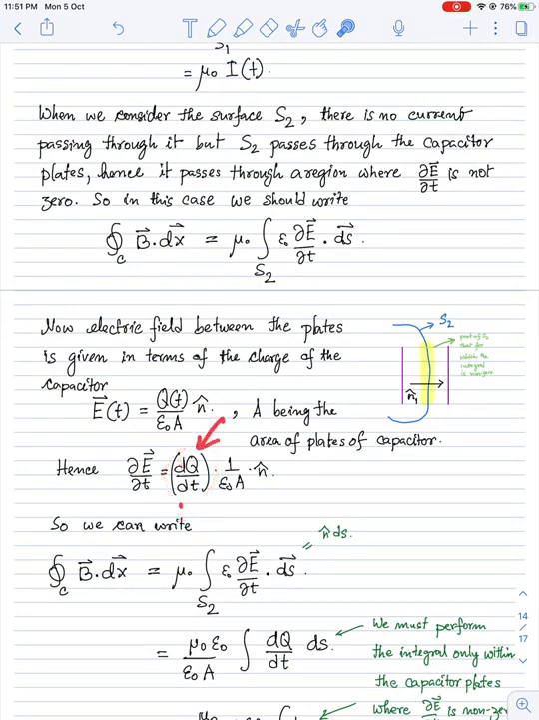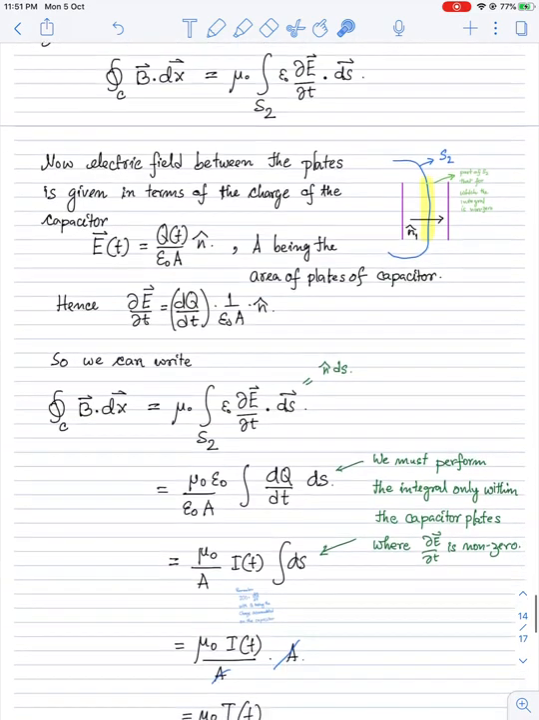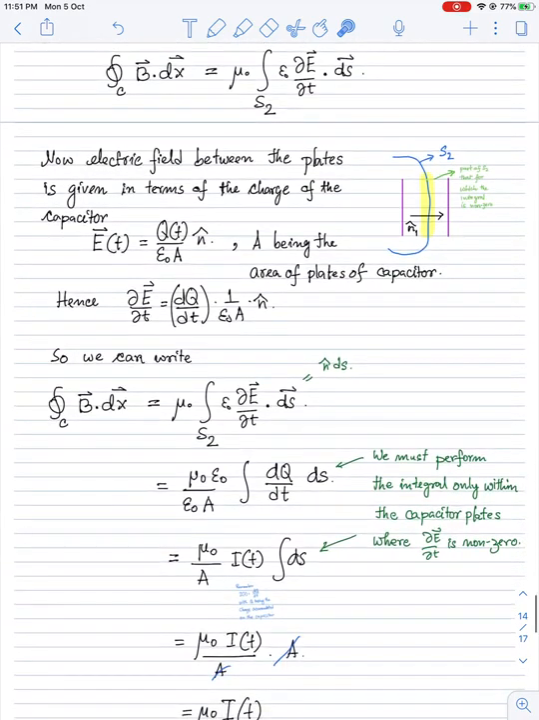Now the time derivative of the electric field is caused by the fluctuation of the charge. The time derivative hits the charge accumulated here, and that changes with time, because there is alternating current flowing through the circuit, so the charge accumulated on the plates of the capacitor also changes with time. Now this dq dt is precisely the current which is flowing through the capacitor.